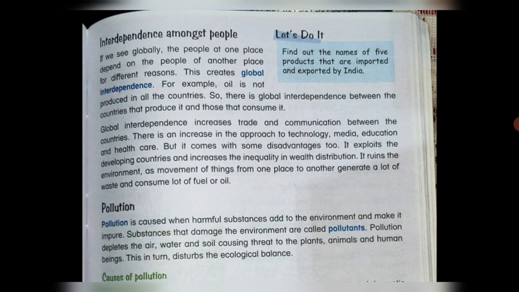For example, if oil is not produced in all the countries, there is global interdependence between the countries that produce it and those that consume it. So they help each other and we are globally interdependent. Global interdependence increases trade and communication between the countries. There is an increase in access to technology, media, education, healthcare, but it comes with some disadvantages too. It exploits the development of countries and increases inequality in wealth distribution.